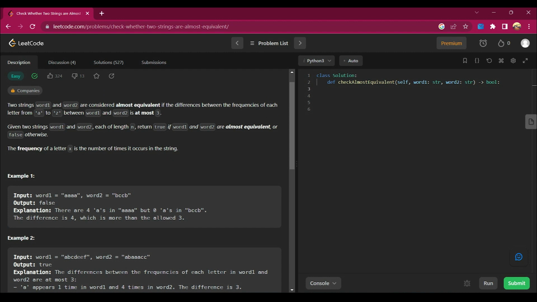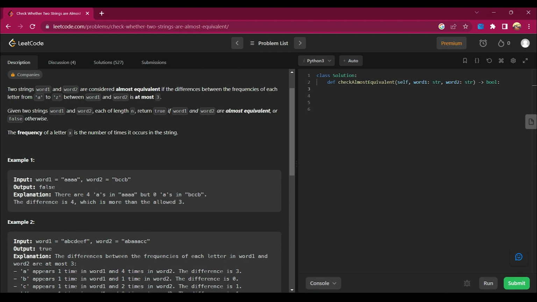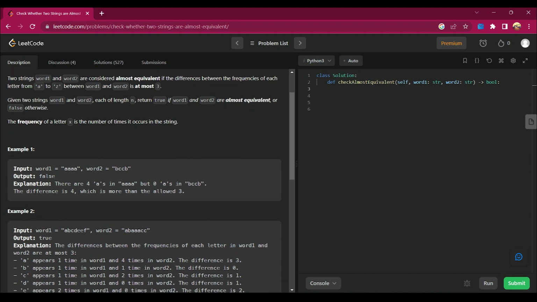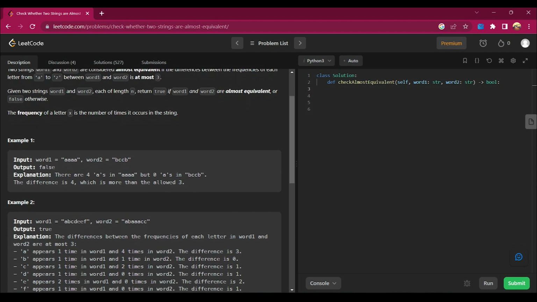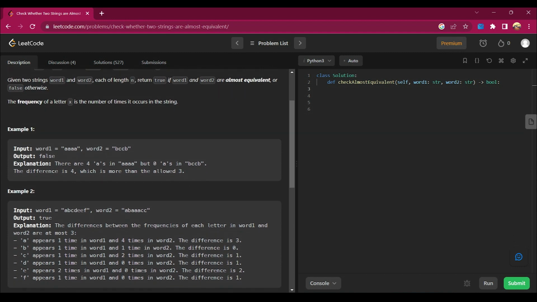So return true if word1 and word2 are almost equivalent, or false otherwise. So we have to return a boolean value here, and what we actually have to do is check if they are equivalent or not. So how do we check if they are equivalent or not? Let's understand with the help of an example.